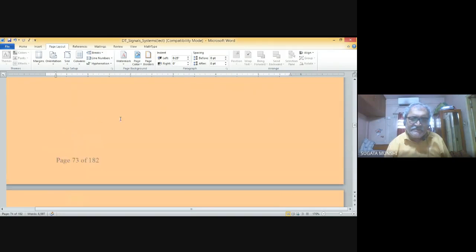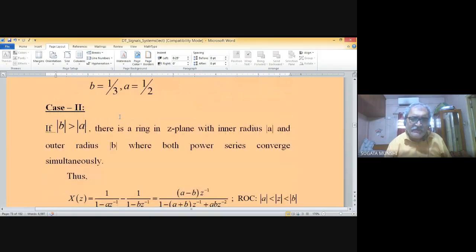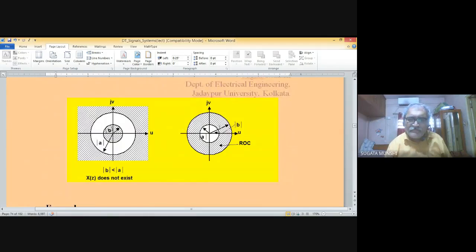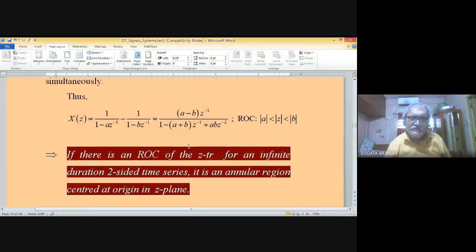In the second case, I am considering that magnitude of B is greater than magnitude of A. In that case, see, the ROCs will overlap. So what will be the shape of that overlapped region? It will be a ring-shaped region or annular region. Inner radius will be magnitude of A, outer radius will be magnitude of B. So in that case, the shaded region will be the ROC of X(z), and X(z) will have such an expression.